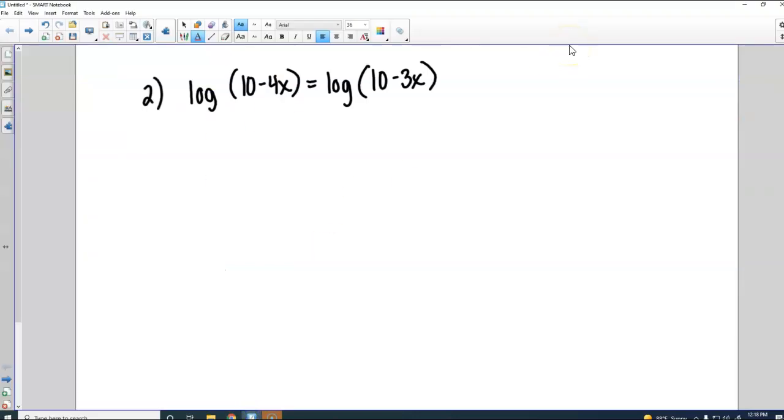Whenever you have logs on both sides, they have the same base. So if you raise both sides to the powers of 10, the logs cancel on both sides, and you can just drop the logs. So we're going to have 10 minus 4x equals 10 minus 3x. And so, Ethan, what would we do next to solve that?